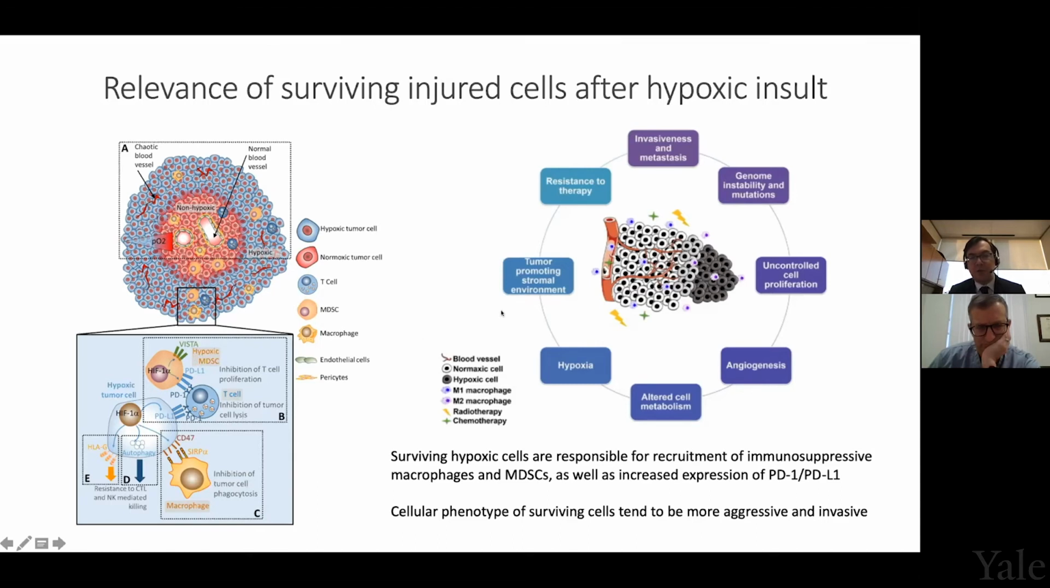They also push the phenotype of these surviving cells towards a more invasive, more aggressive cell that is more likely to lead to invasion and metastasis. So it is key, once we treat, that we eliminate these cells. I mean, if we leave behind a lot of surviving hypoxic cells, we're most likely causing the tumor to acquire a more aggressive phenotype.